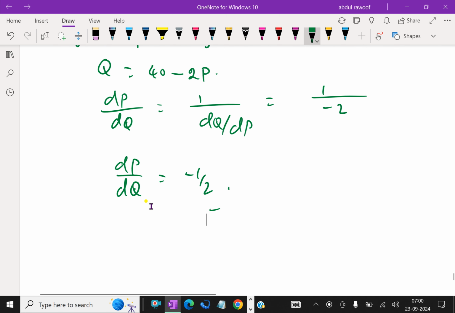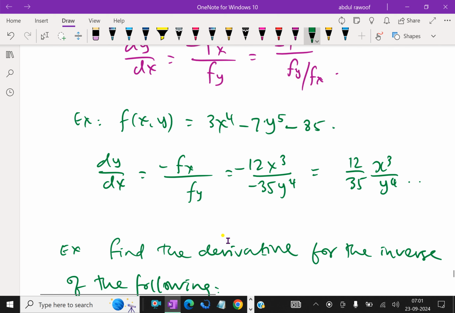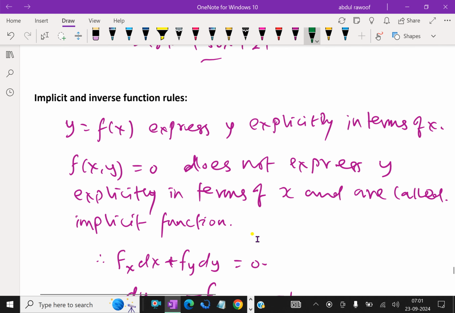Hence, solved. So far we discussed differentials and total differentials, partial differentials and implicit functions. We have done.